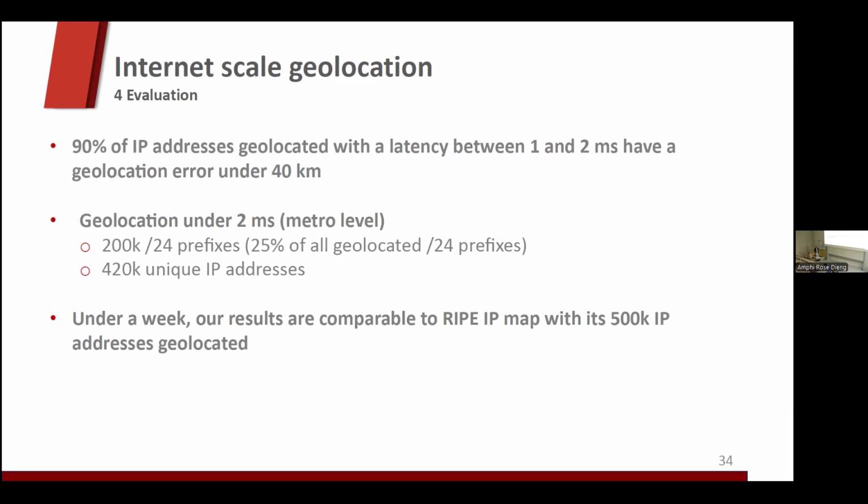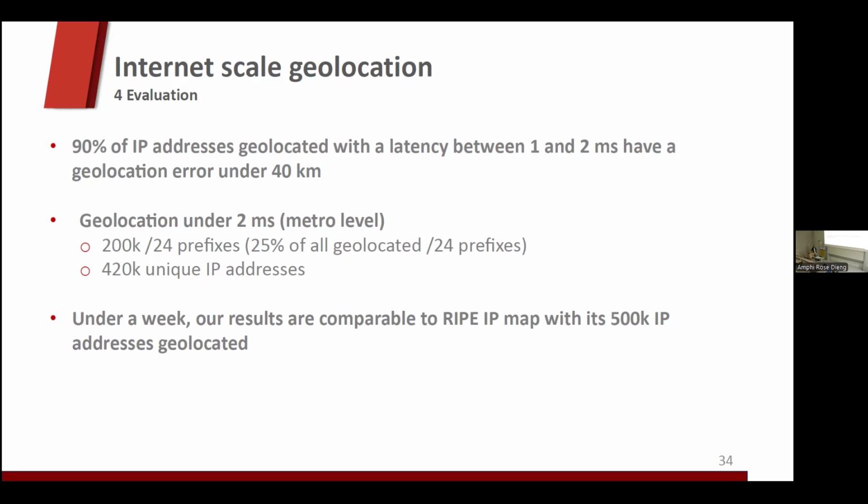So when geolocating IP addresses in the wild, we cannot evaluate the geolocation error, of course, because we only get the latency. And what we observe is that 90% of the IP addresses we geolocate between 1 and 2 milliseconds have a geolocation error of under 40 kilometers. So that's why we use this 2 millisecond threshold. And so far, we geolocated 200,000 /24 prefixes under 2 milliseconds, which represent 25% of all the prefixes we tried to geolocate. And also 420,000 unique IP addresses.